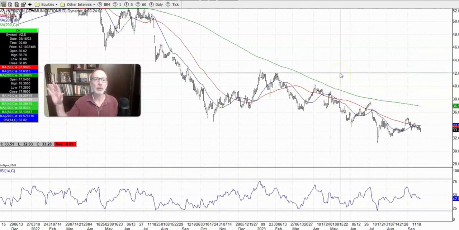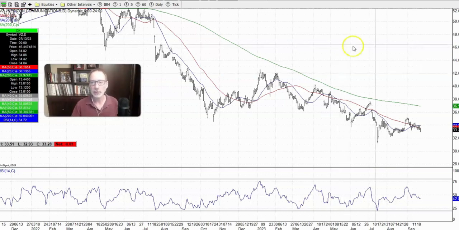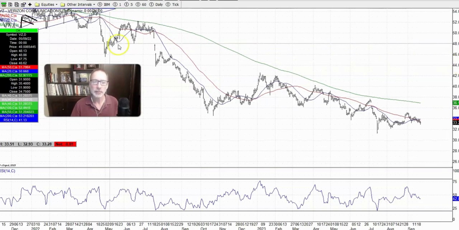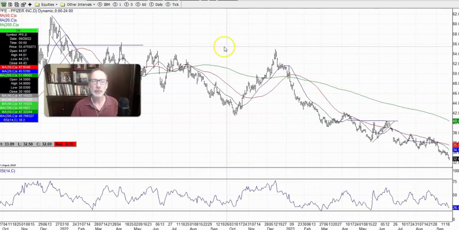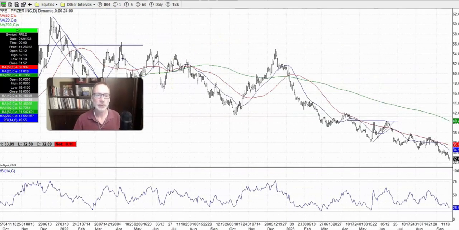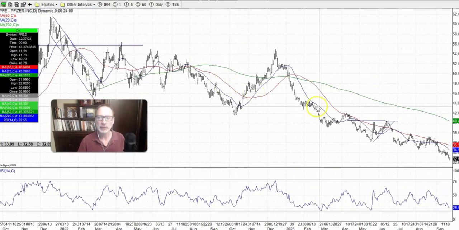Because over the long run, we're talking years and years, the way to make money in the stock market is to be bullish, because stocks go up over time. But in certain periods, you have to wait it out. So I don't have a play in Verizon because it's telling me to stay out. Some of the healthcare stocks, so we'll look at Pfizer. Same thing with Pfizer. The stock's just been going down and making new lows.